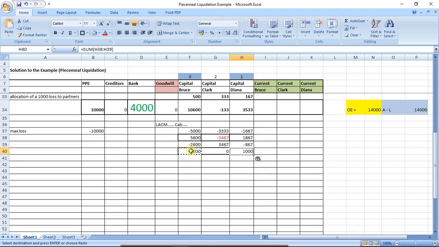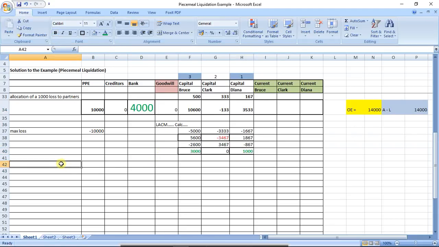Sum up. And you can see here, we're left with 3,000 there for Bruce, 1,000 there for Diana. Right, so in this particular stage, both partners are going to get paid out a portion. Clark will get paid out 0, Bruce will get paid out 3, and Diana will get paid out 1. Okay, 3,000, 1,000 of the 4,000.